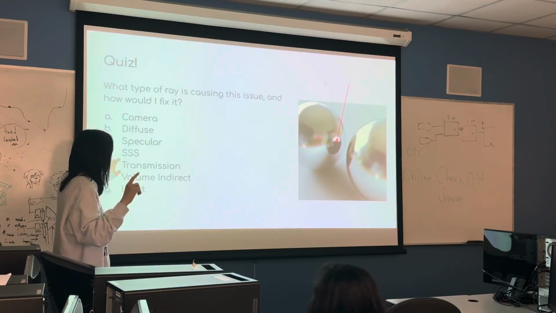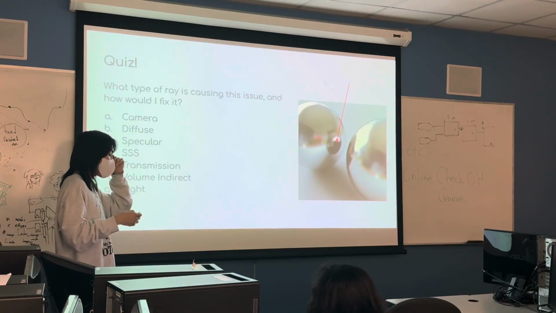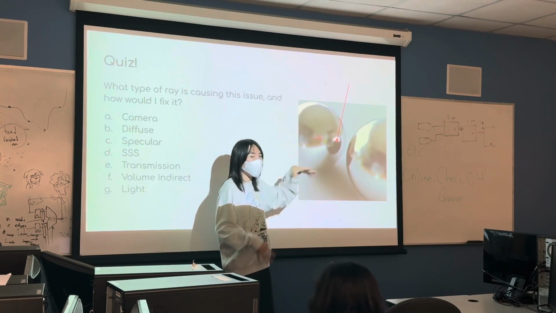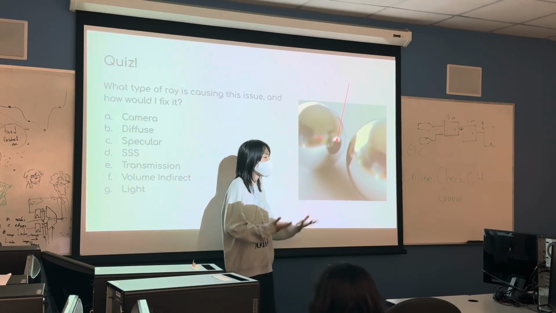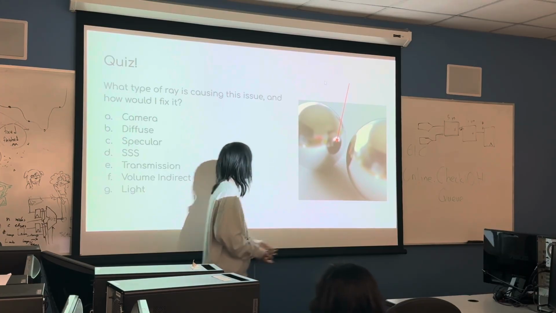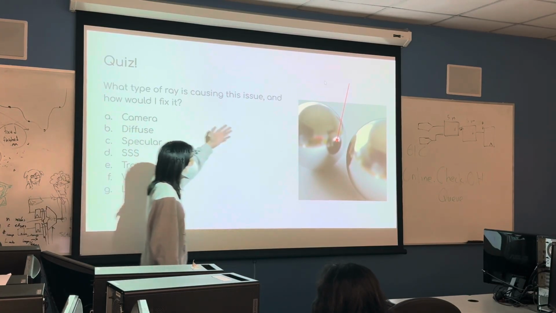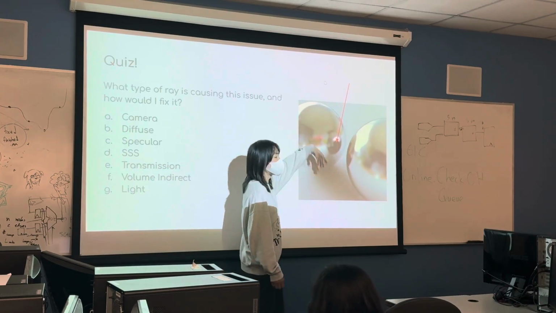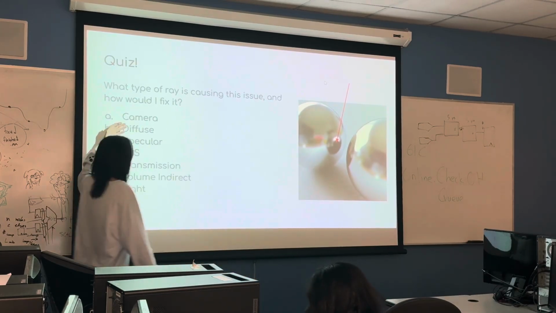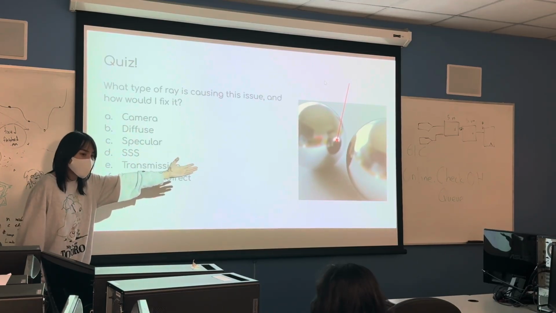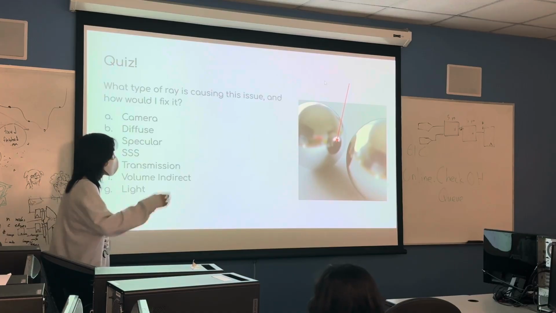So over here, essentially what's happening is, one, it's a specular value that is causing the problem, and the reason is because these are specular balls, right? The balls themselves are reflective. It is a specular value, so it has to be a specular ray, right? So it's not a camera ray, because if it was a camera ray, then it would be something with the image and not with the specific ball, right? It's not diffuse, because these aren't diffuse surfaces, it's not subsurface, because these are not subsurface surfaces, and so on and so forth, right?